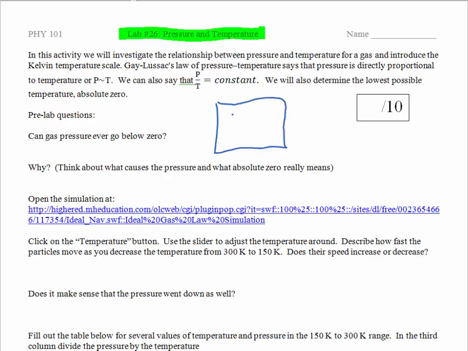volume, and I were to put some gas molecules in there, then these guys are going to be in motion simply because they have some temperature associated with them, and they're going to be bouncing off the surface of this container, and that's what's going to give rise to pressure.